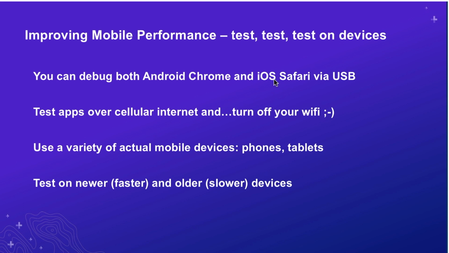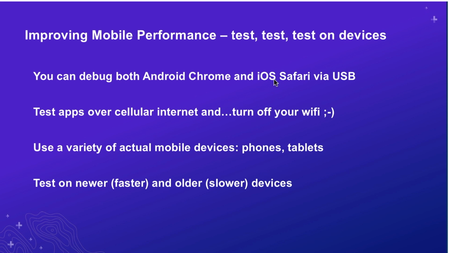Last but not least is test, test, test. One of the most common gotchas for mobile is not testing on a wide variety of devices. And this doesn't necessarily mean that you have to hook up an Android or an iOS device to your development machine and debug it, but definitely it means testing apps over cellular internet connections. And that means turning off your Wi-Fi, taking these devices outside the building, testing them in a variety of geographic areas to see how well your application performs.